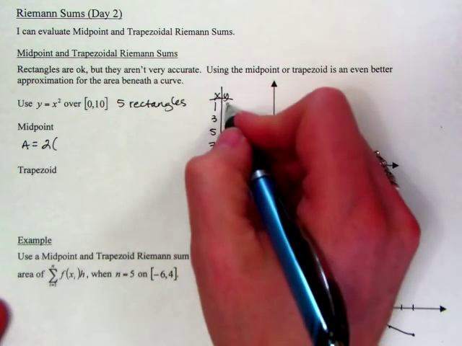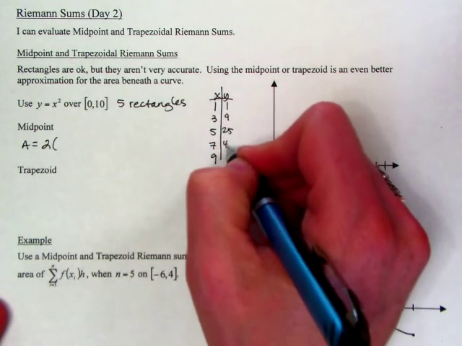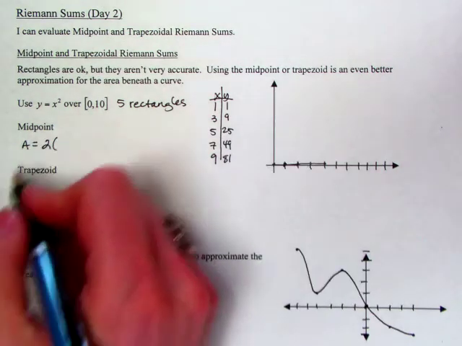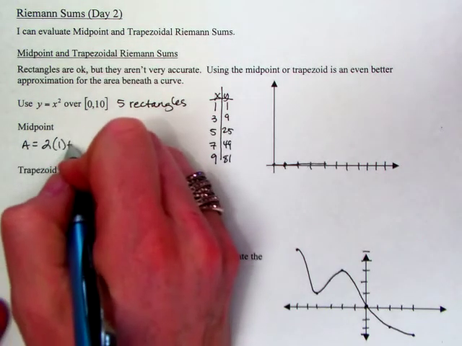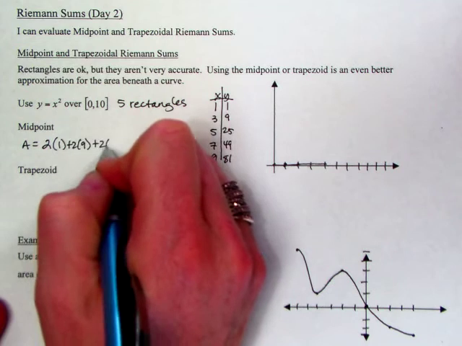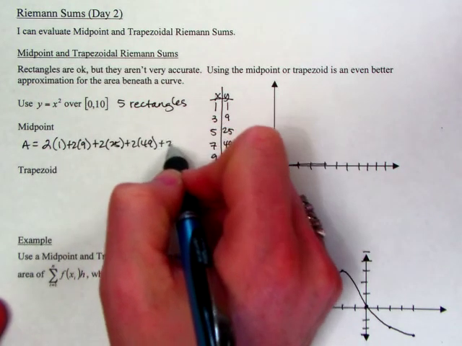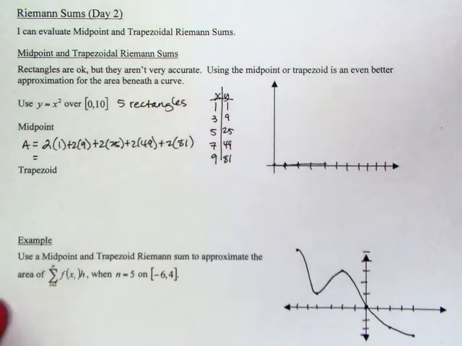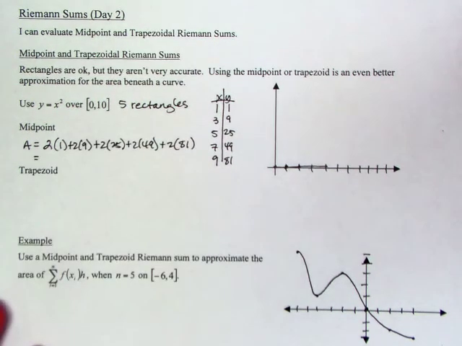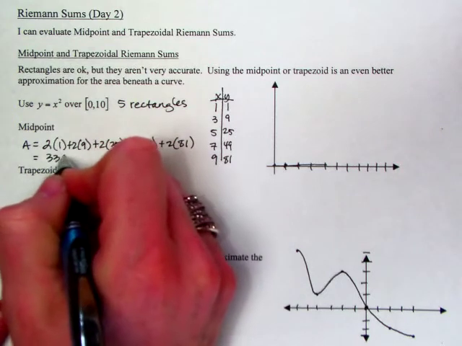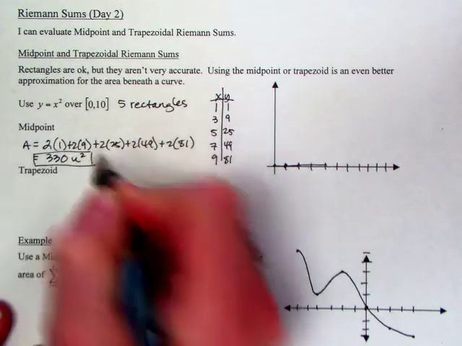So I have 1, 9, 25, 49, and 81. And those are the ones that I am adding up. So 2 times 1, and 2 times 9, and 2 times 25, and 2 times 49, and 2 times 81. So adding all those up, 1, 9, 25, 49, 81 gives me a total of 330 for an area.